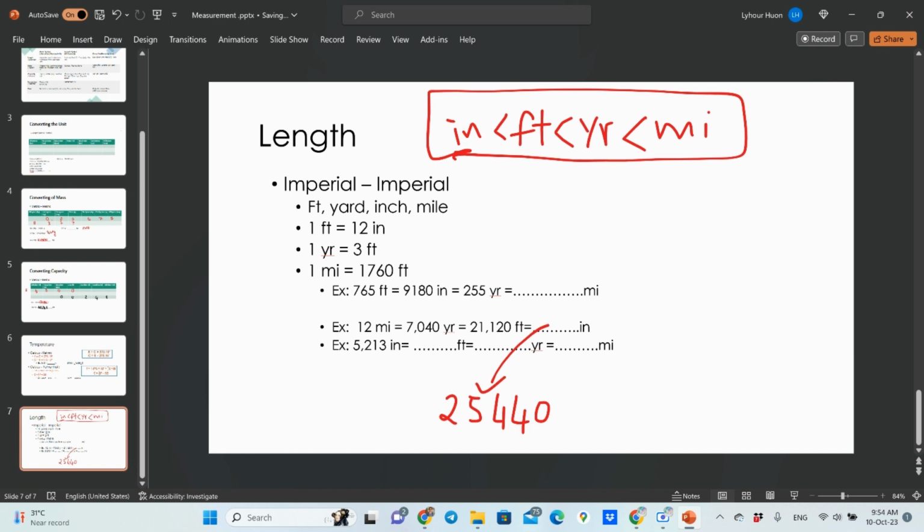So now your final answer is multiply or divide? Multiply, yes. So 21,120 multiplied by what number? 12. Correct. 12 times 0. 2 times 0 is 0. 2 times 2 is 4. 2 times 1 is 2. 2 and 4. Multiplied by 1 is, okay, just rewrite it.